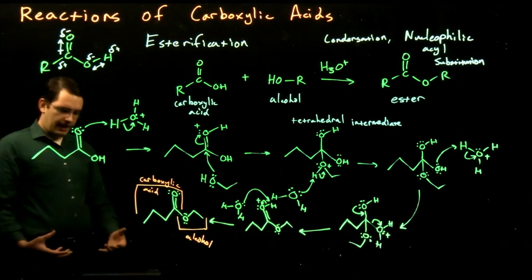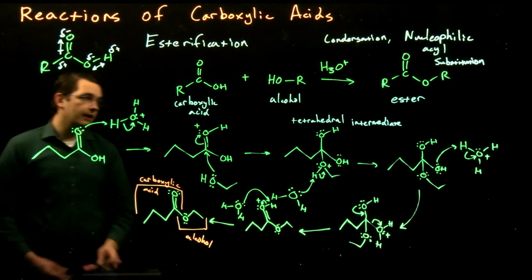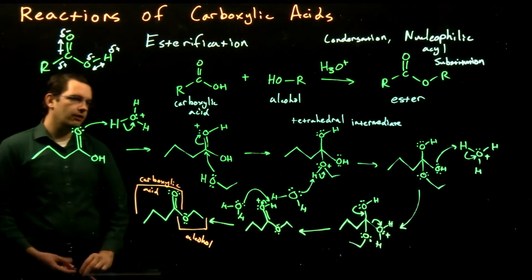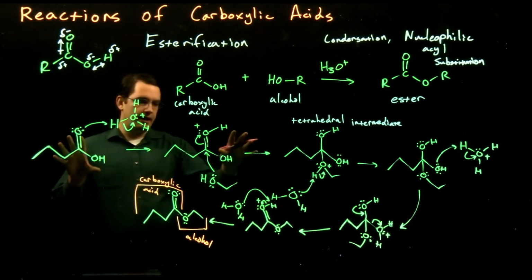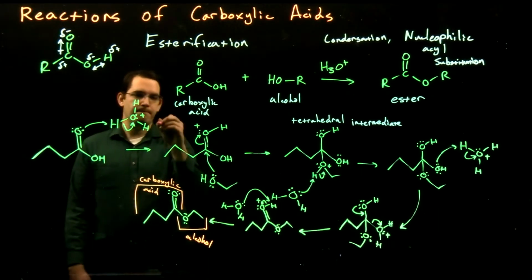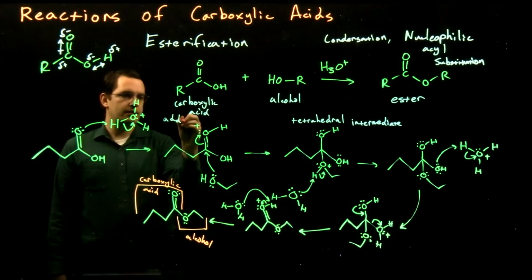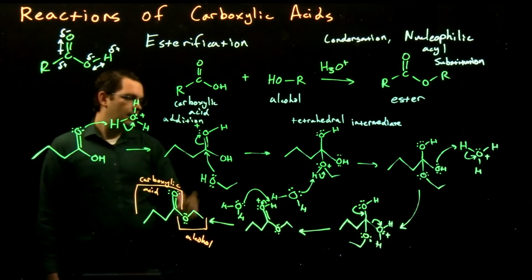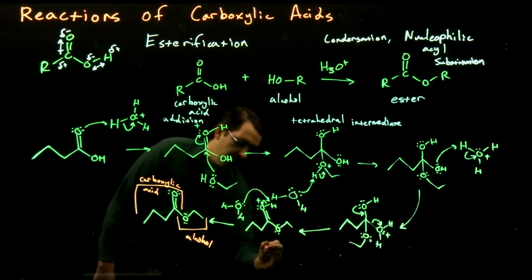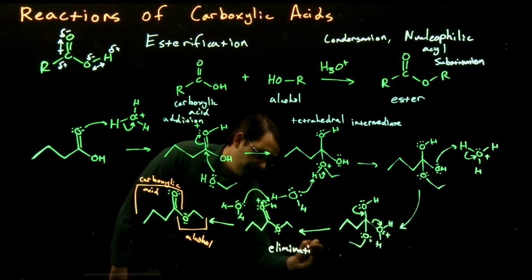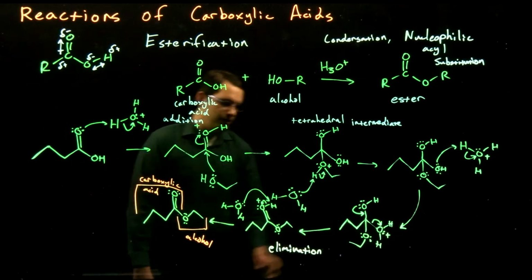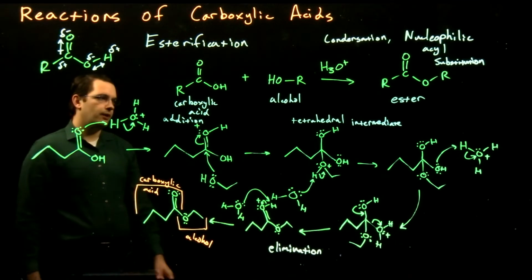So we refer to this as an addition-elimination mechanism with a tetrahedral intermediate. Right? So the first step, or the first few steps, were a nucleophilic addition. So this is our addition portion of the reaction. And then of course the second half of our reaction was an elimination portion where we were breaking off our original hydroxy group to get that final product.